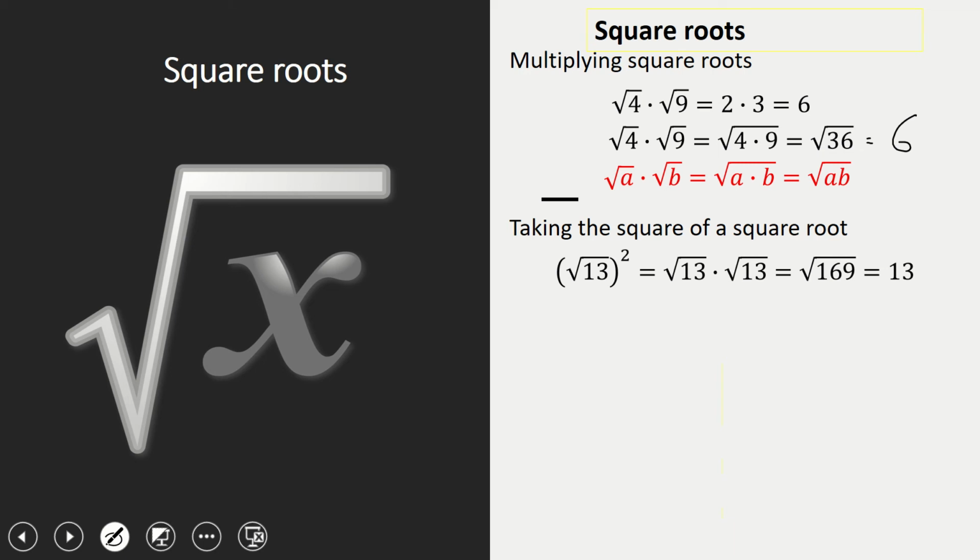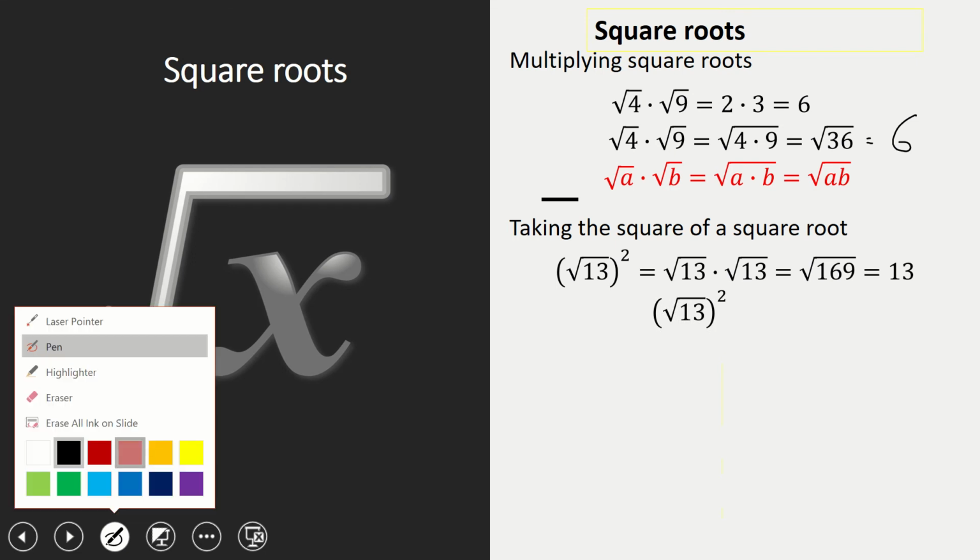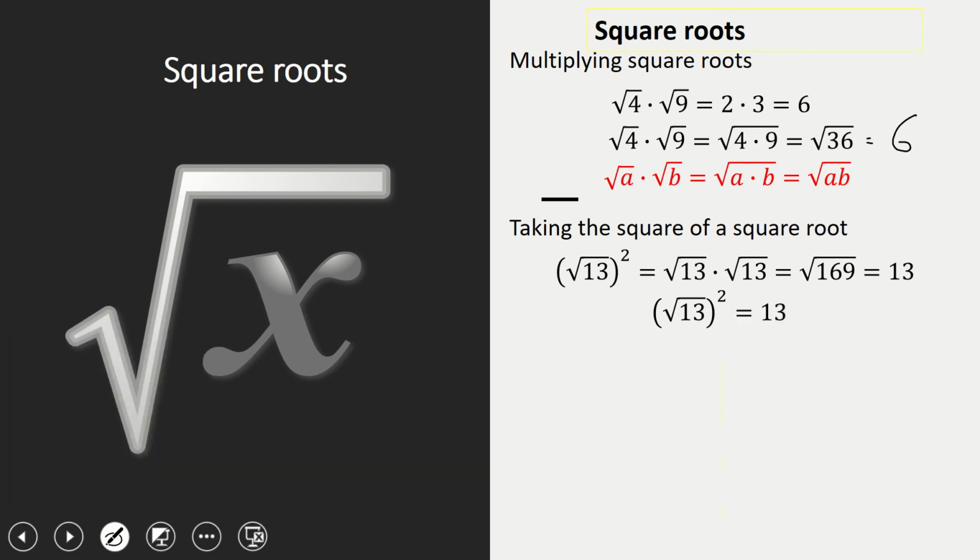However, there is another rule for this as well. Since the square root of 13 squared is the same as 13, please remember that the square root and the squares are opposites of each other. So if we do them together, they cancel each other out. So we just get 13. Therefore, we have another rule. The square root of a squared is the same as a. Please highlight this in your notebook as well.